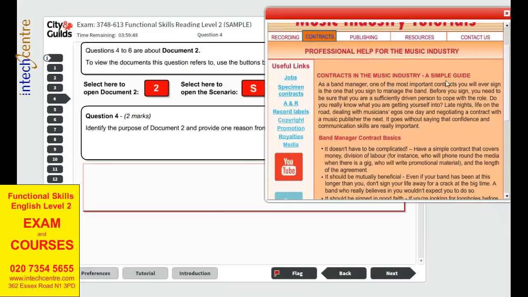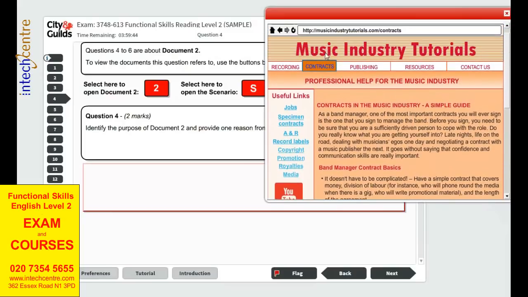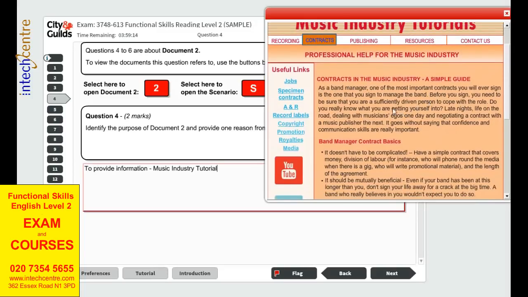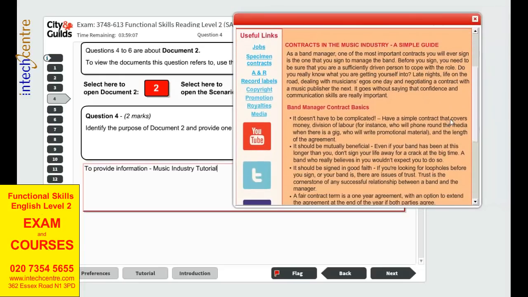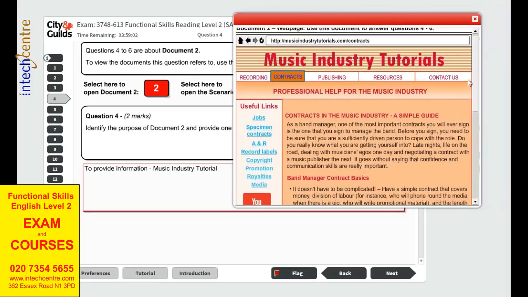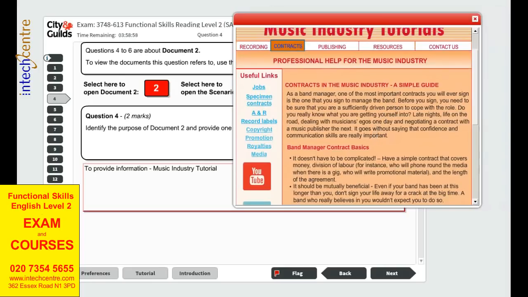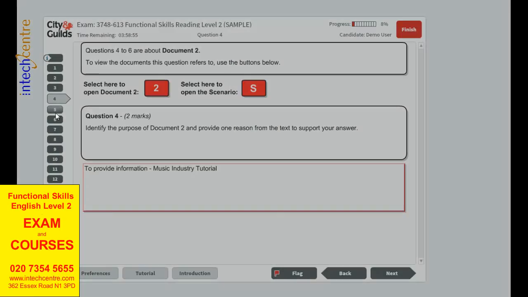So I can see this is a simple guide. This is the title itself, Music Industry Tutorial. A tutorial is when you're trying to help someone figure something out or give someone information. So the purpose of this text is, you can say, to provide information. You can derive this just from reading the title, Music Industry Tutorials, because a tutorial is often a guide. It even says here it's a simple guide. So it's guiding, it's about band manager contracts. So it's trying to give some information about band manager contracts, just to provide information. But yeah, so that's question 4 done.